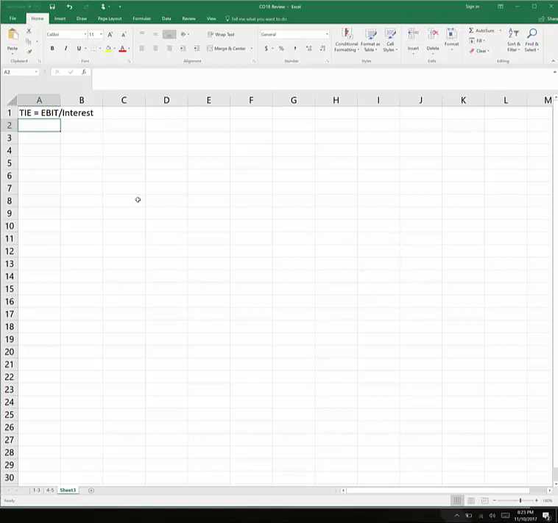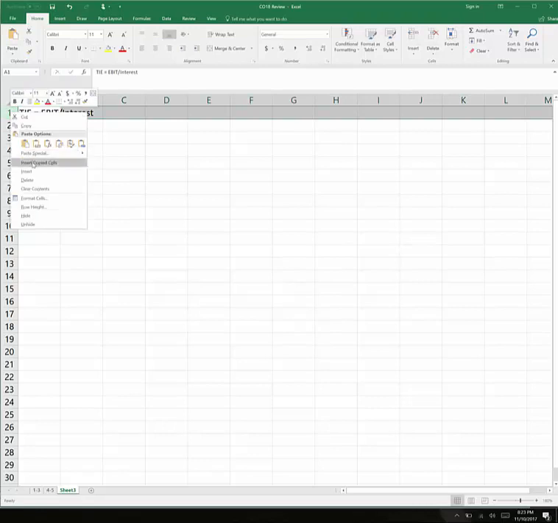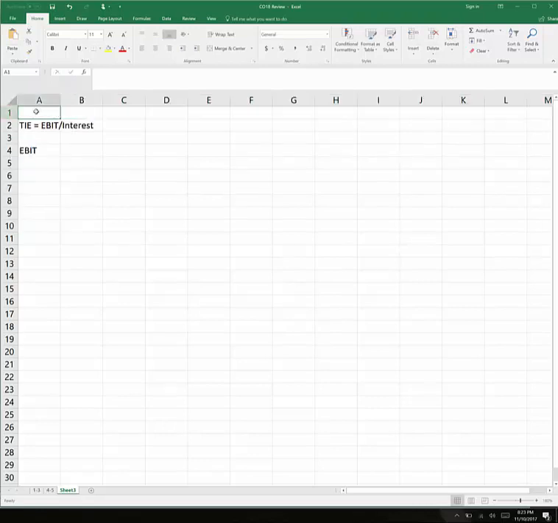Otherwise, as a business, we're cutting it kind of close. So we have our tax rate there too. We're working from the bottom up on this one. So we have earnings before interest and taxes, we would have interest here, earnings before taxes, taxes, net income.